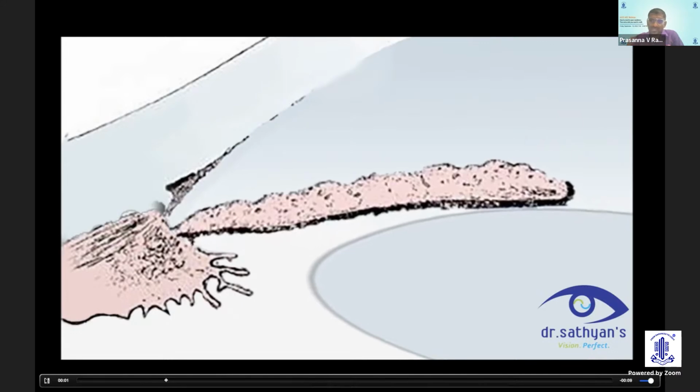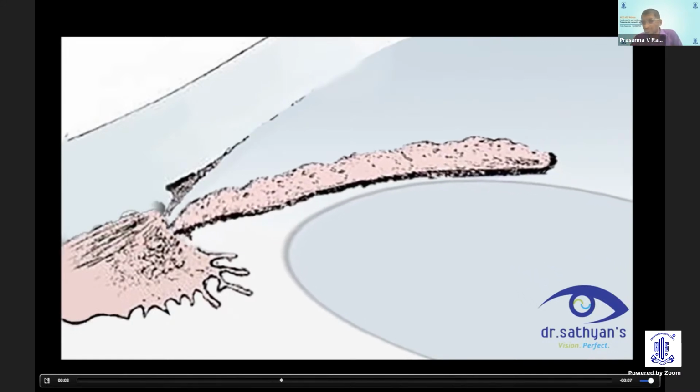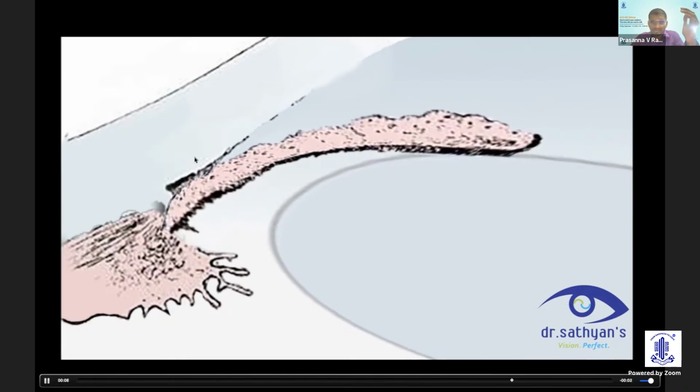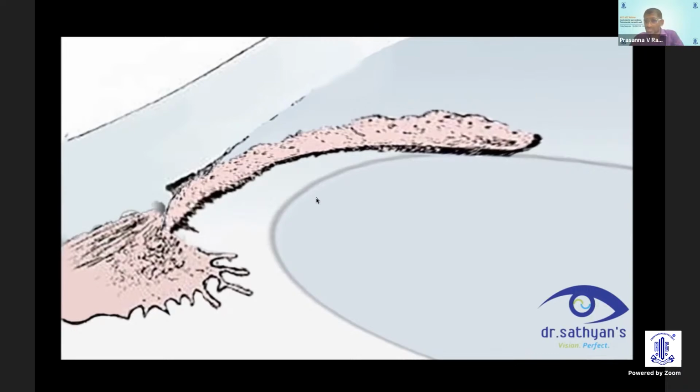So this is an animation. Again, I'm playing it for the neophytes who will be watching it. So this is a pupillary block that is happening here. The cause is actually here, but the effect happens at the angle. So now we tell them why we go and do a YAG PI.